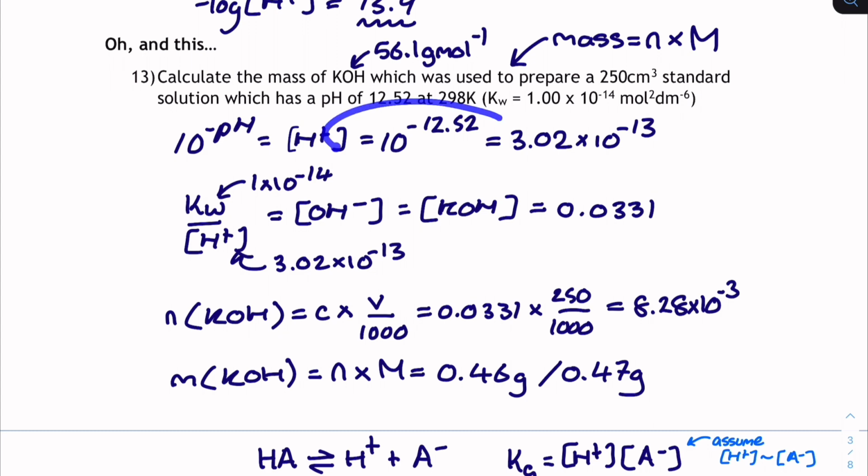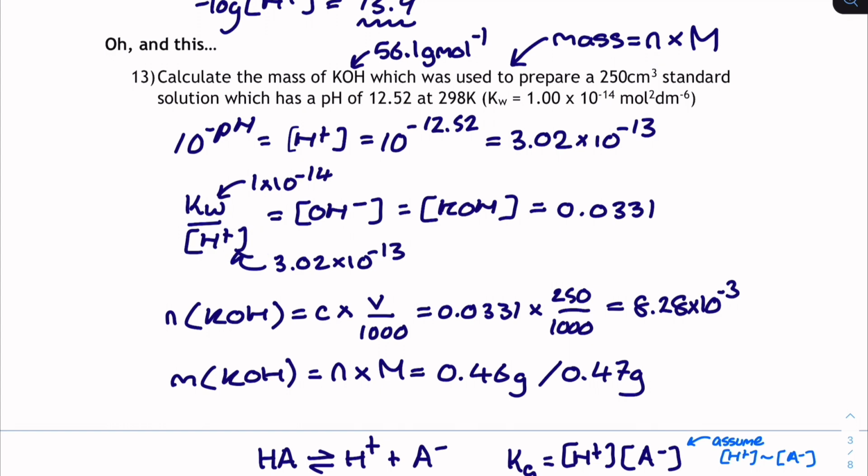So by doing 10 to the power of minus 12.52, I can get an H+ ion concentration for this potassium hydroxide solution equal to 3.02 times 10 to the power of minus 13. Then, look at this little rearrangement here. This is a version of the Kw rearrangement that I was looking at before, where the H+ ion concentration is normally the subject.